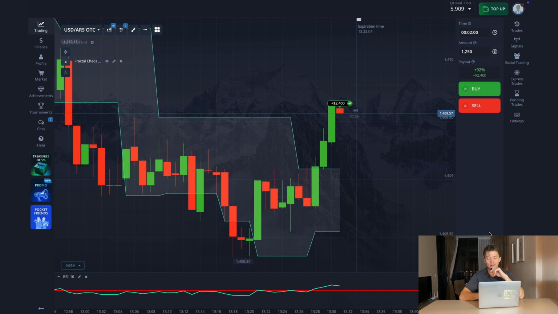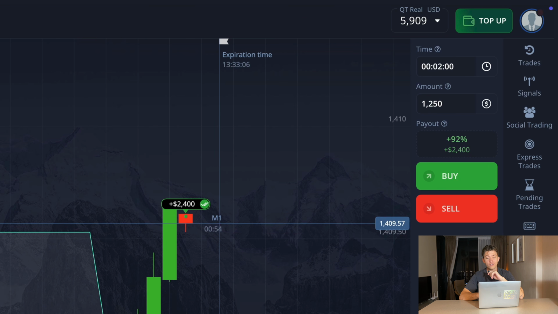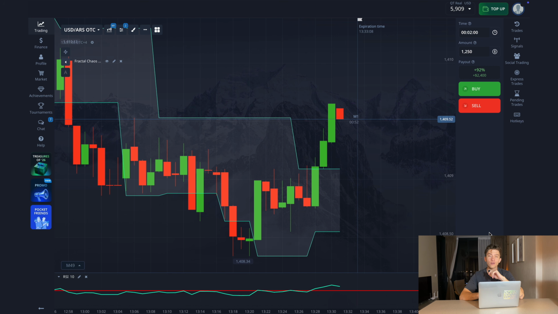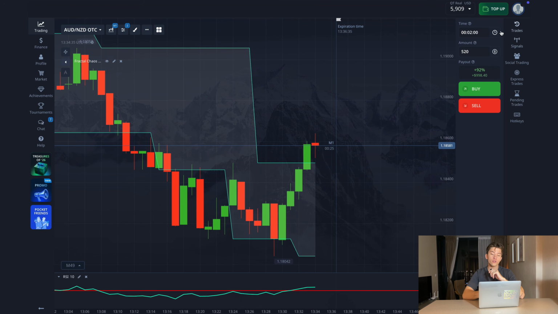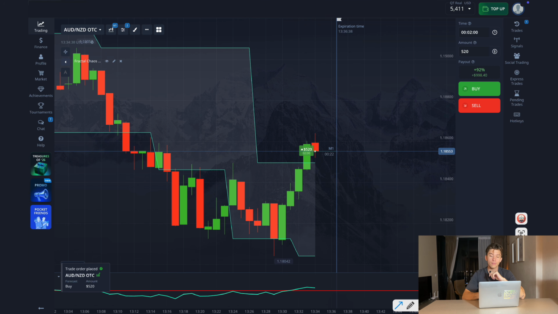The result is positive again. I secure $1,150 profit. Moving on to the next situation. The chart forms a clear bullish impulse with a 2-minute expiration. I open a buy trade for $520.